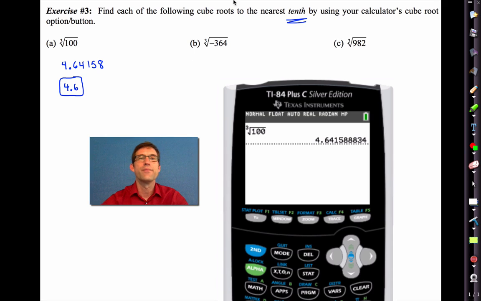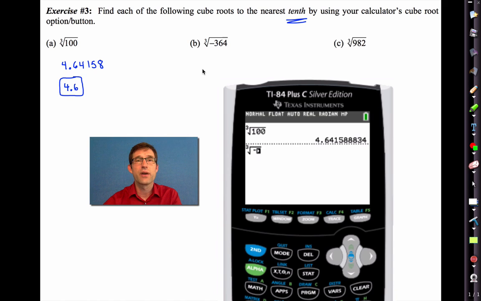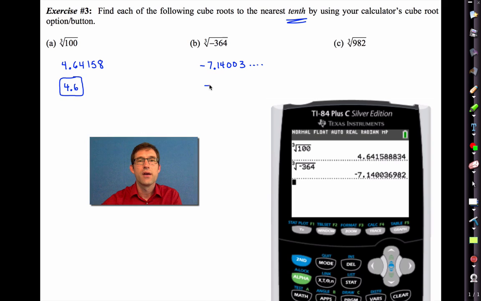All right, let's go through it. We've got the TI-84 Plus open, might as well use it. Let's go back into math, go down to that cubed root option, and put in -364. Hit enter. No great surprise, it turns out to be negative. The cubed root of a negative number will be negative: -7.14003, etc. So -7.1.